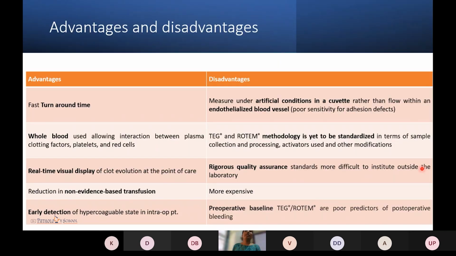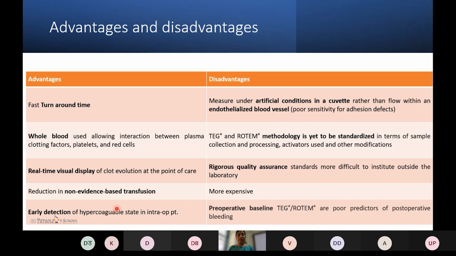There are various advantages as well as disadvantages of thromboelastography. The most important advantage being fast turnaround time, and we are able to study the interaction between plasma, clotting factors, platelets, as well as red cells. It shows us the real time visual display of the evaluation of the clot, and there is reduction in the non-evidence based and unnecessary transfusion in the patients, and it helps in early detection of the hypercoagulable state in the intra-op patients.